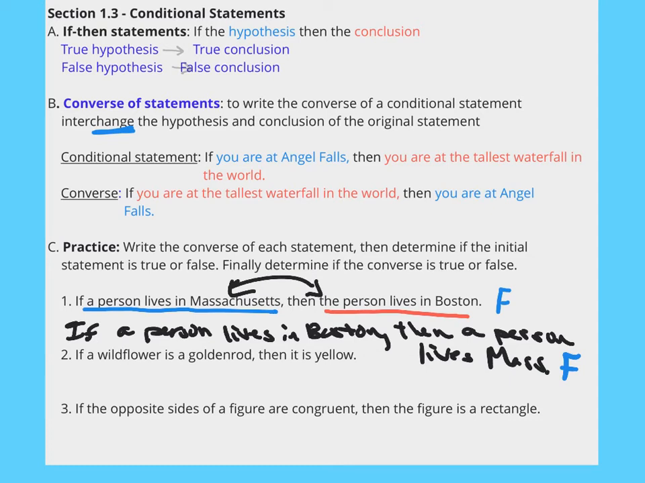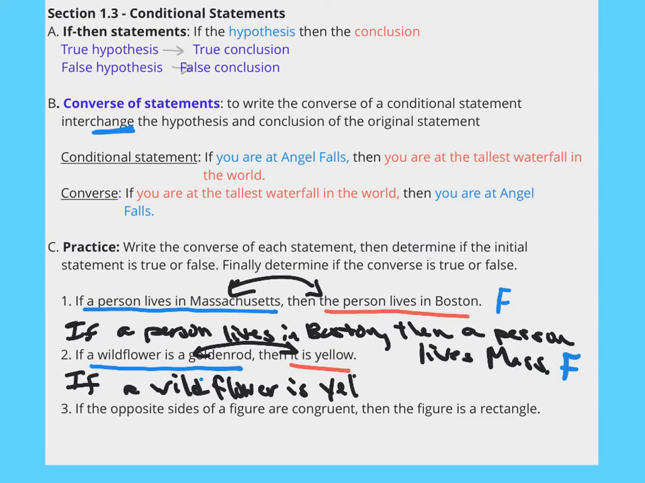All right, let's take a look at the second example. If a wildflower is a goldenrod, then it is yellow. So in here the hypothesis is a wildflower is a goldenrod, and the conclusion is it is yellow. We can find the converse by interchanging these two. And our new statement would be, if a wildflower is yellow, then it is a goldenrod.